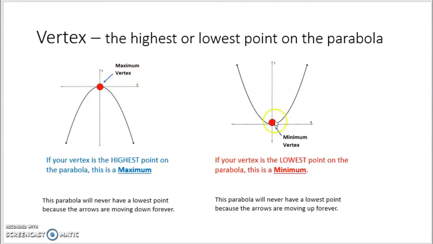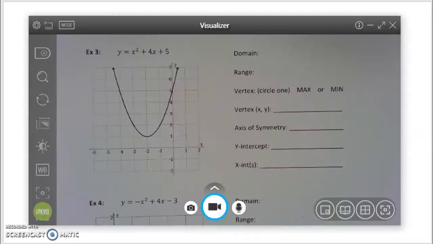If the arrows are pointed the other way around, so the arrows are going up this time, that means there will never be a highest point on this graph because they move up forever, but there is a lowest point, and that is called your minimum vertex. So here's how this would look if we were drawing it and looking for it on our pictures.